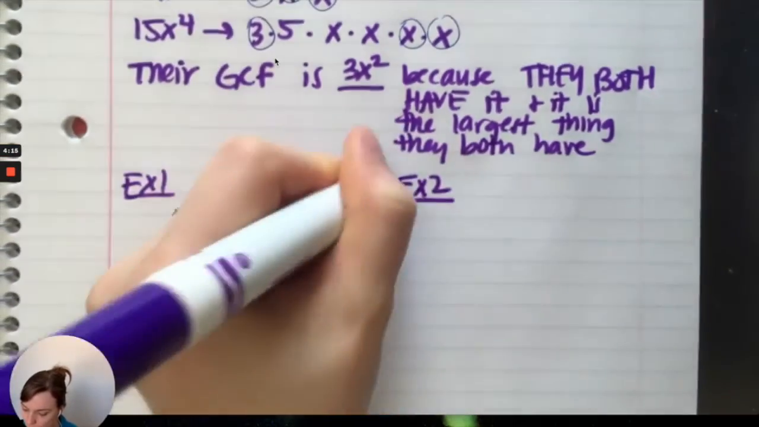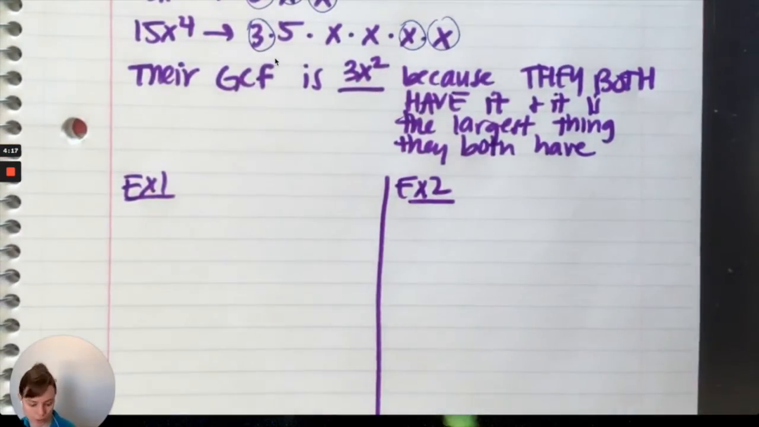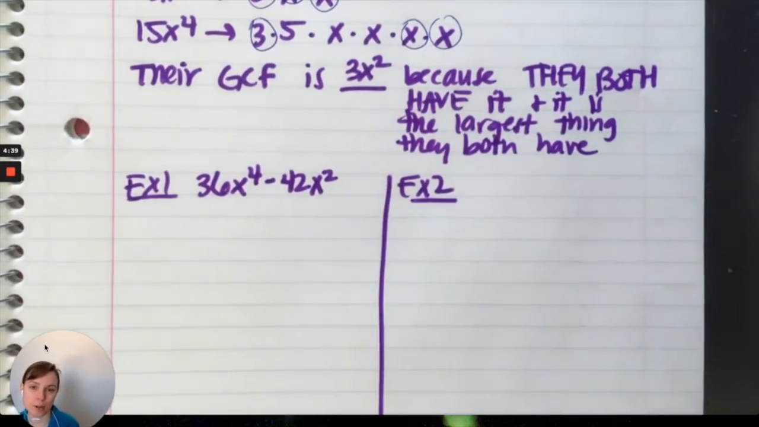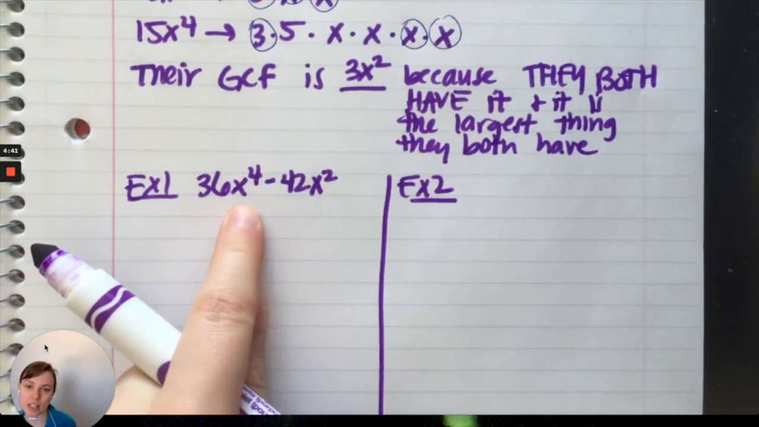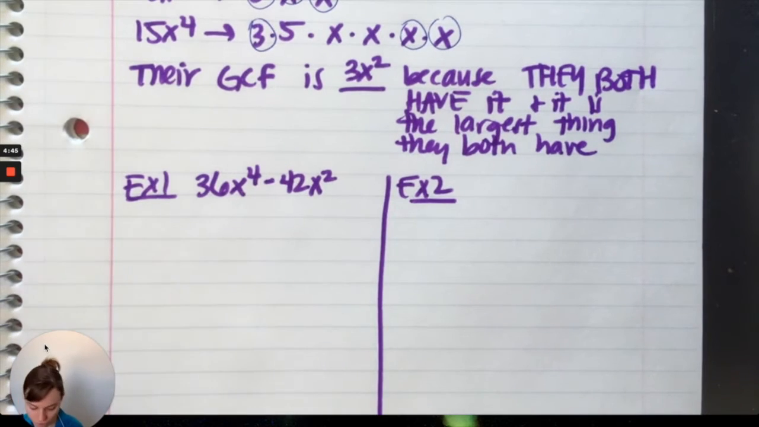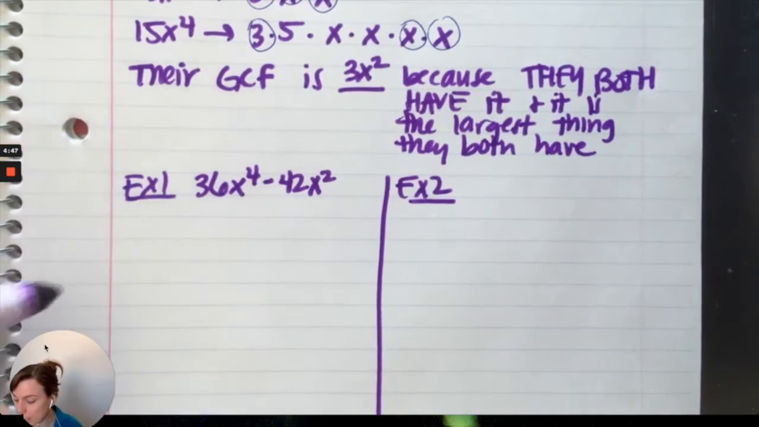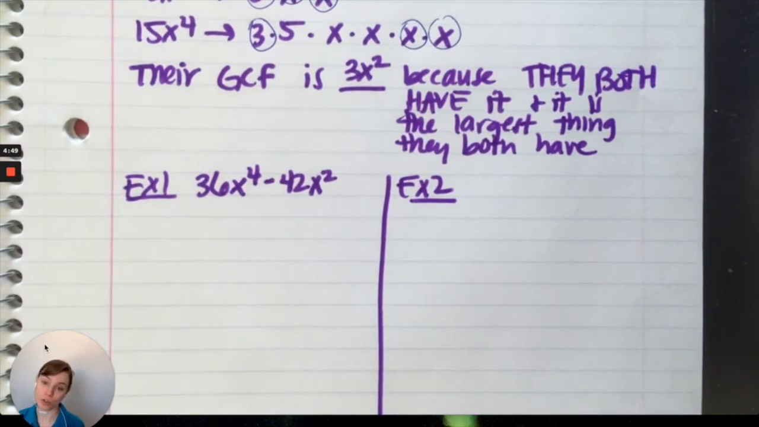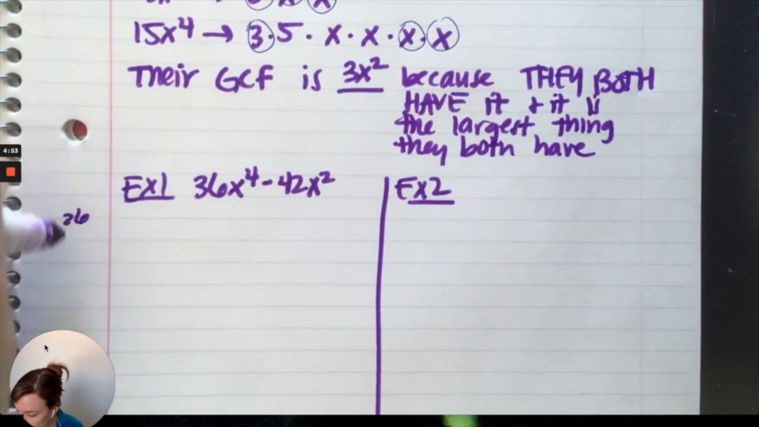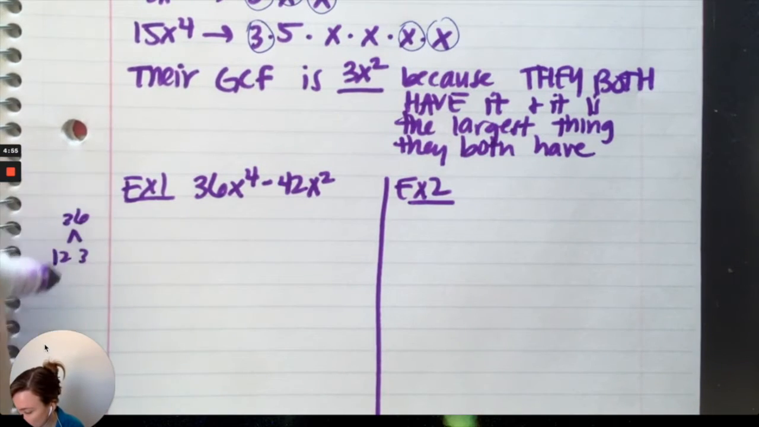So if you want to divide the paper into halves, we're going to do example 1. So for example 1 and example 2, if you want to split your paper in half, I have 36x to the 4th minus 4x squared. So we're going to break it down. So 36, if you wanted to, you could make the factor tree. So if we do that off to the side, 36, that's going to be 12 and 3, 4 and 3, 2 and 2.